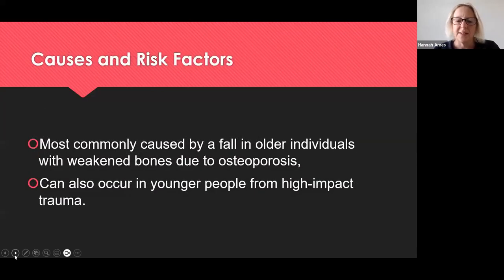In terms of causes and risk factors, this is most commonly caused by falls in older individuals that already have weakened bones due to osteoporosis. In terms of our NMC exam, we should most probably be expecting our patient to fall into that category. They might be older, they might have some history of osteoporosis as well, but you can get this in younger people too, normally from high impact trauma, such as road traffic accidents, for example.